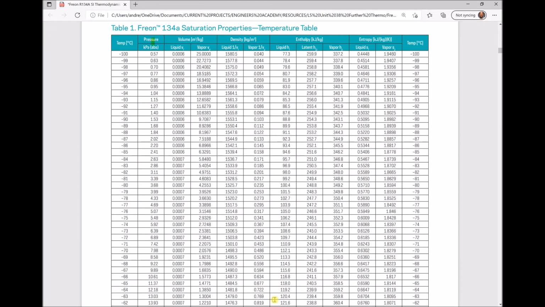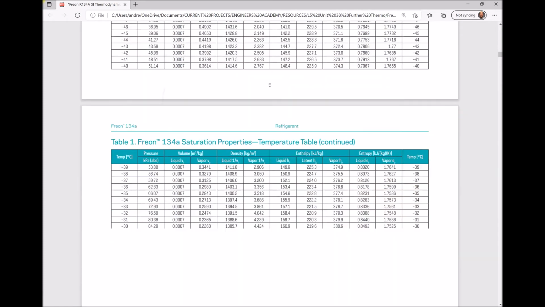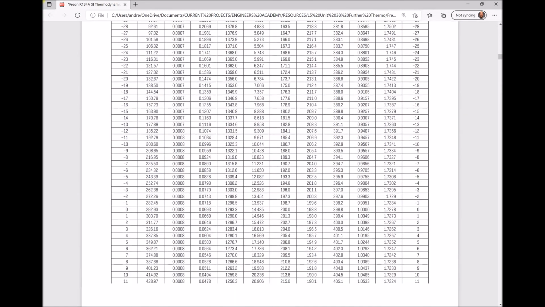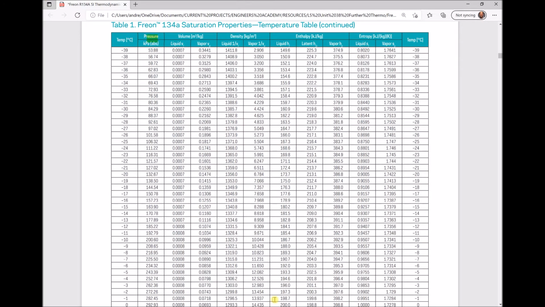So we're referring to our pressure column here. And we're looking for a value of 250 kilopascals. So as we scroll down, our first page goes up to 51.14. Our second page then, we're looking for a pressure of 250 kilopascals. Well, as we pan down that column, we can see that we have a value of 243.39, which corresponds with a temperature of -5 degrees, and we have a value of 252.74, which corresponds with a temperature of -4 degrees. What that tells us already is that the temperature of the vapour there is somewhere between -4 and -5.